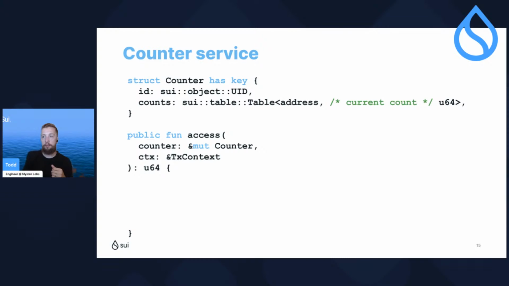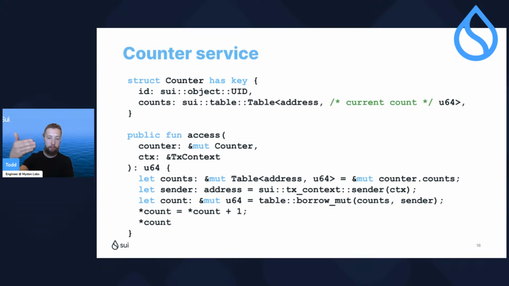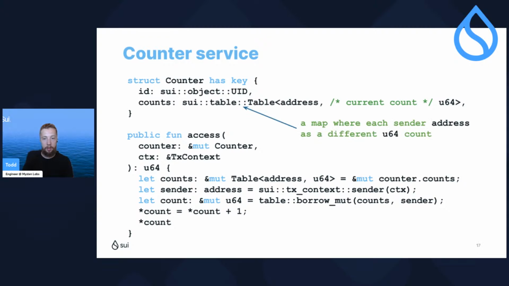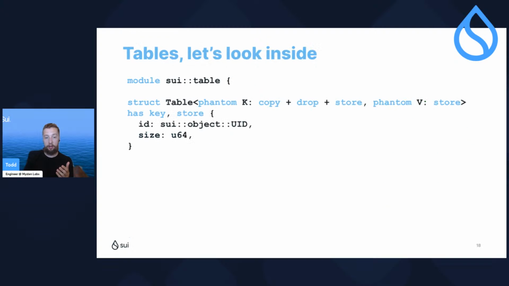So we'll have some function over this object that we're going to take and bump the value for a given user. So we're going to access the table, access the sender, and then bump and increment the count and return that to whoever called this function. So if we have a map where each key is an address mapping to a U64 for the user, you might wonder, well, what happens when we start getting more and more users? Won't that object get really large? So we're going to avoid that with dynamic fields.